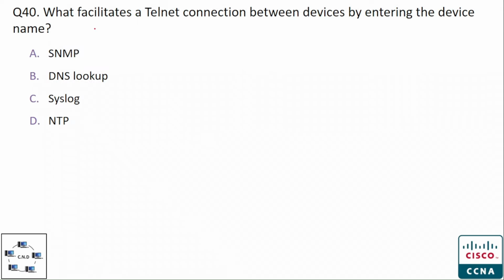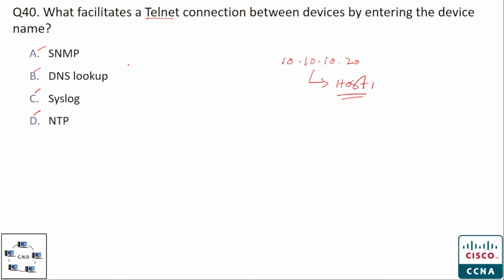Question number 40. What facilitates a telnet connection between devices by entering the device name? Typically when we use telnet, we enter the IP address. But instead of the IP address, let's suppose we use the server name, such as host 1. So what facilitates entering the host name instead of the IP address? The options are option A, SNMP, option B, DNS lookup, option C, syslog, and option D, NTP.